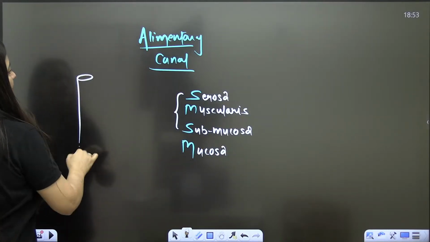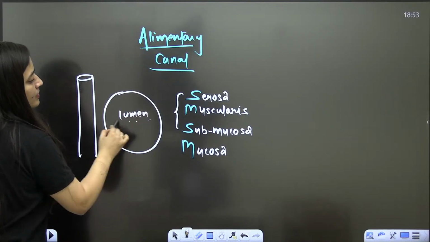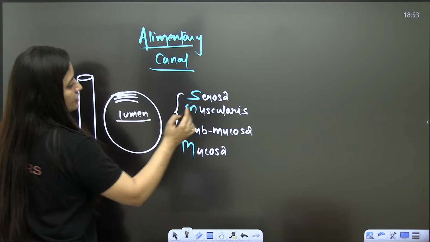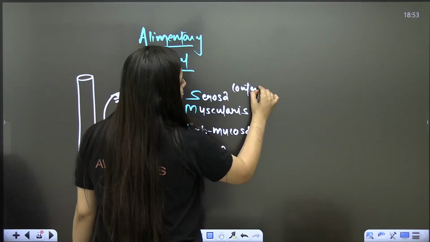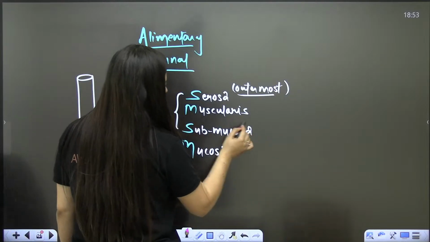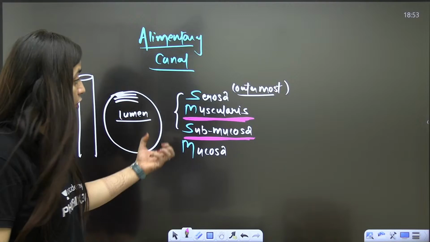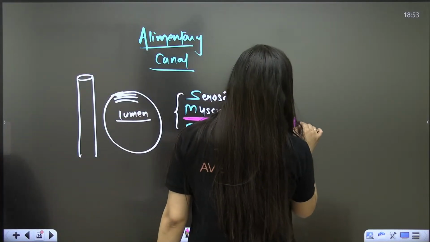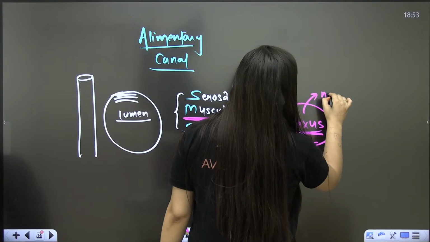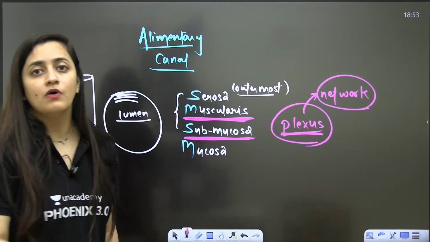Let's say this is your alimentary canal, and we are taking a cross section of it. Inside there is the lumen, the empty space, then mucosa, submucosa, muscularis and serosa. Serosa is the outermost. But what am I discussing here? I am talking about the network of nerve fibers present there. In these two layers, we discuss the plexus. When you use the word plexus, you are talking about a network of nerve cells.